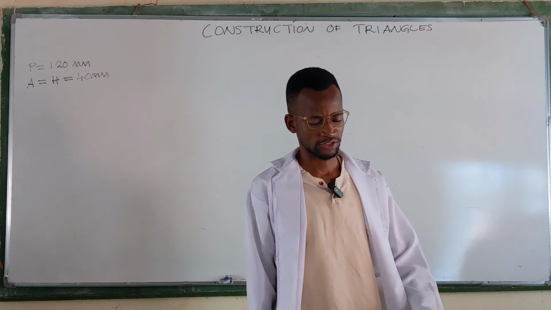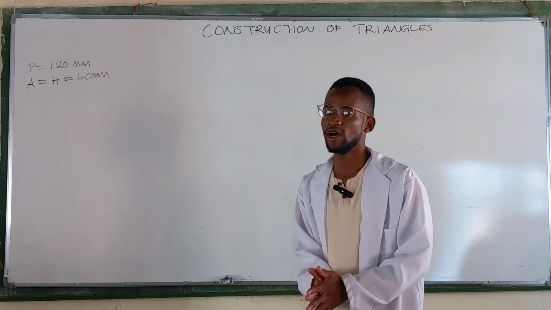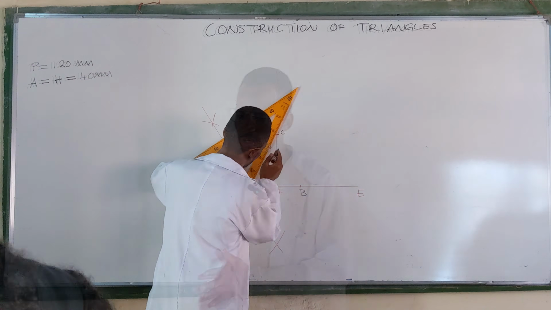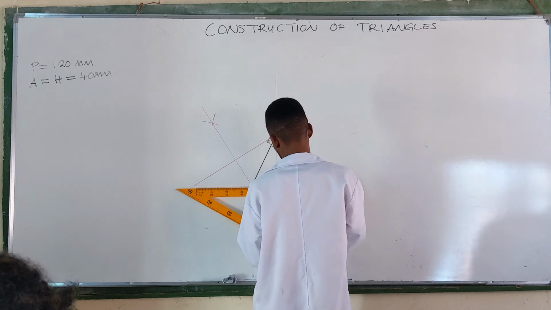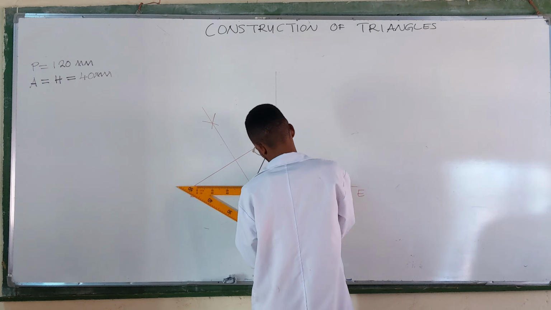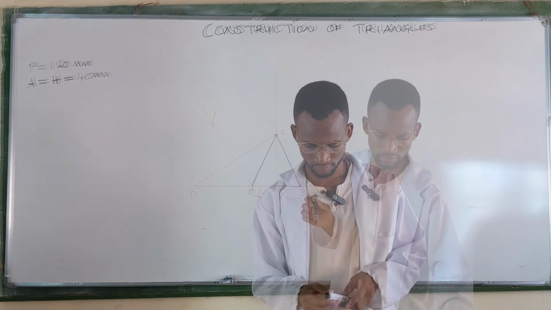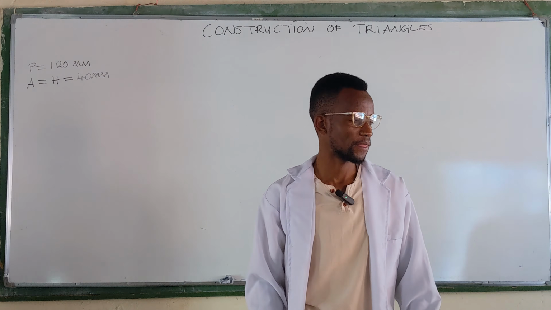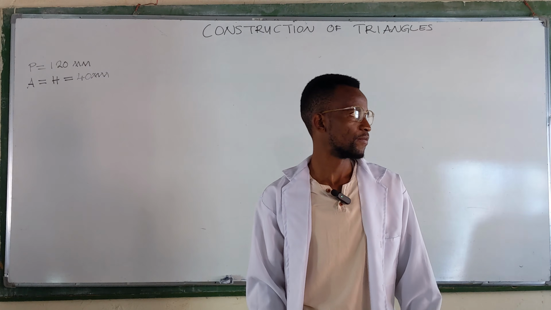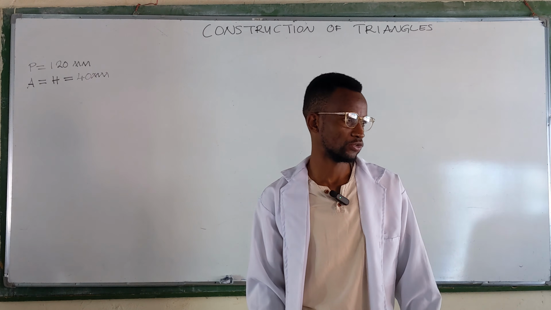To construct an isosceles triangle given the perimeter and the altitude. To construct an isosceles triangle given the perimeter and the altitude.